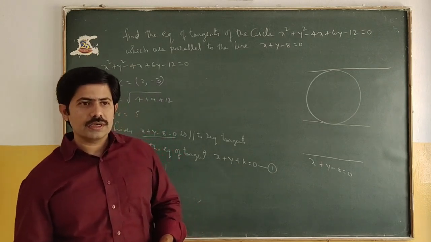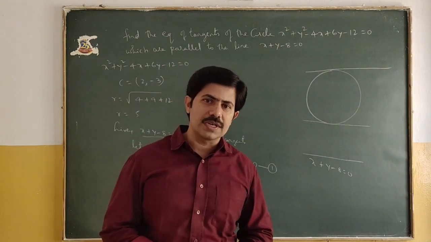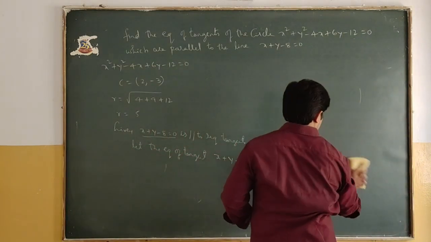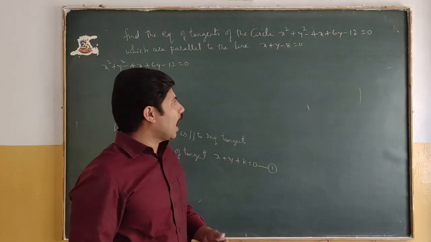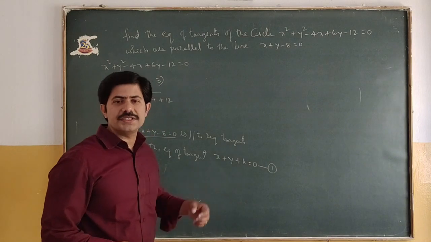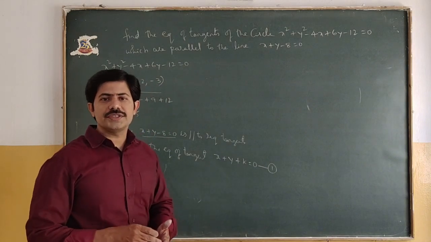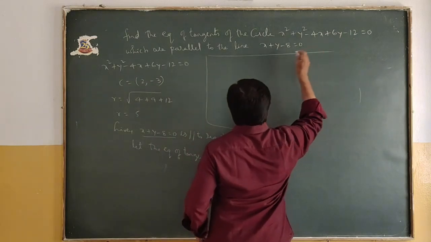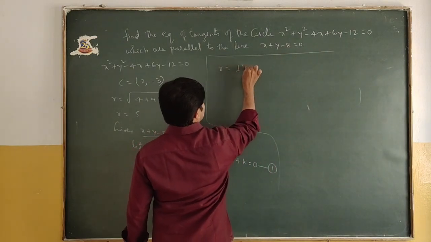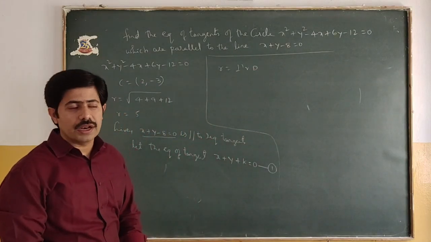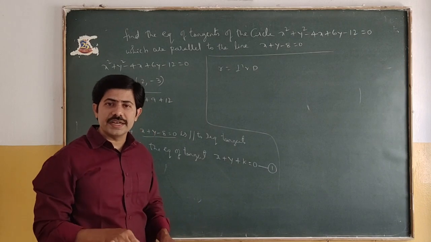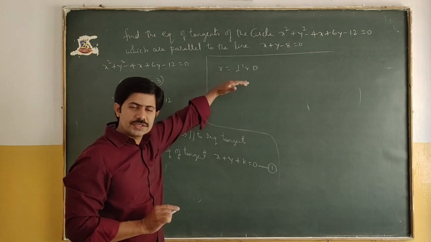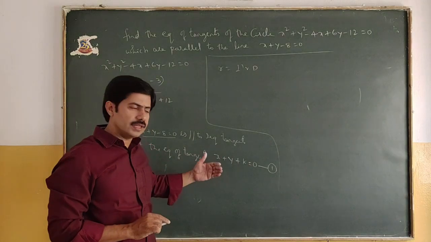Here we have to use the condition of tangent. If a line is tangent to a circle, radius is equal to perpendicular distance. So, as x plus y plus k is equal to 0 is a tangent to the circle, it has to satisfy radius is equal to perpendicular distance. Why am I using this condition? Because x plus y plus k is equal to 0 is a tangent to the circle. Using this, we get the value of k and we will substitute back into equation 1.